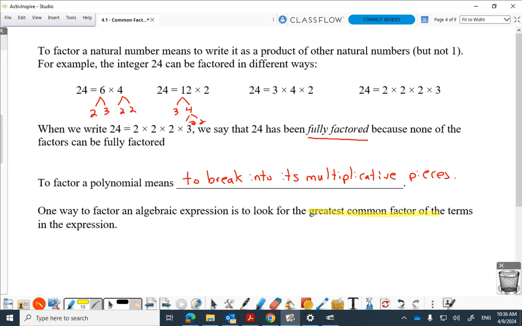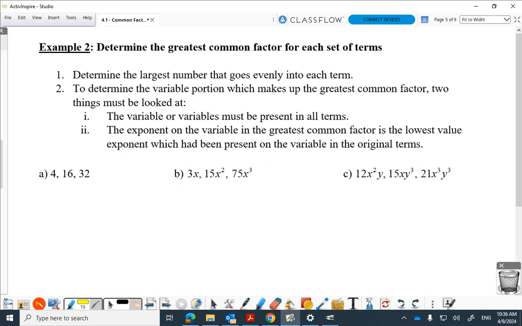So, example, determine the greatest common factor. Determine the largest number that goes evenly into each term. To determine the variable portion, which makes up the greatest common factor, two things must be looked at. The variable or variables must be present in all terms, and the exponent is the greatest exponent that's common to all of them. Well, we'll get to that in a second. Let's talk about 4, 16, and 32.